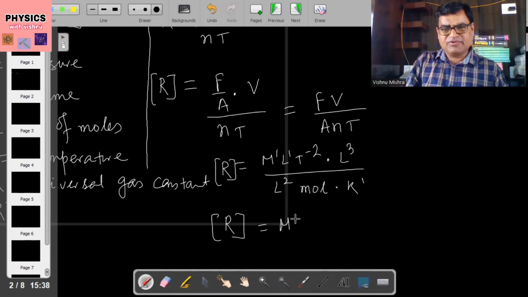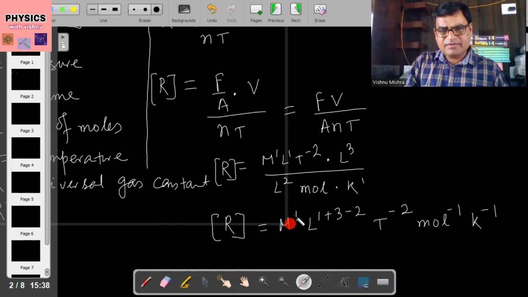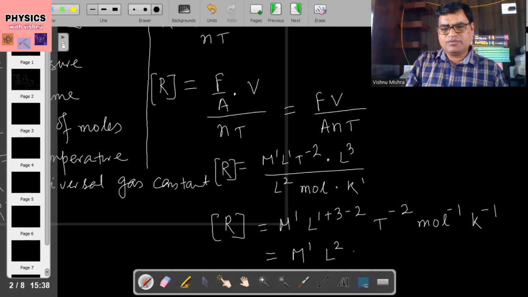This is what? M1. Collect the power of L: 1 plus 3 minus 2. And this is what? Time is minus 2. Mole is minus 1. Kelvin is minus 1. Clear? M1 L1 plus 3 minus 2, T is minus 2, mole minus 1, K minus 1. Now just solve this. M1 L2 T minus 2 mole minus 1 Kelvin minus 1.